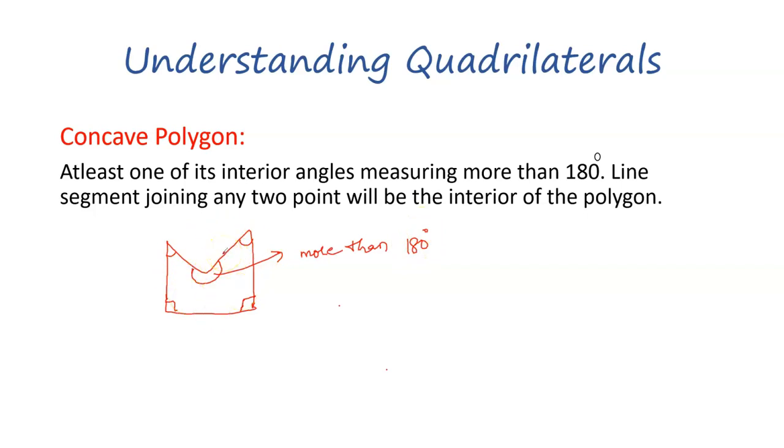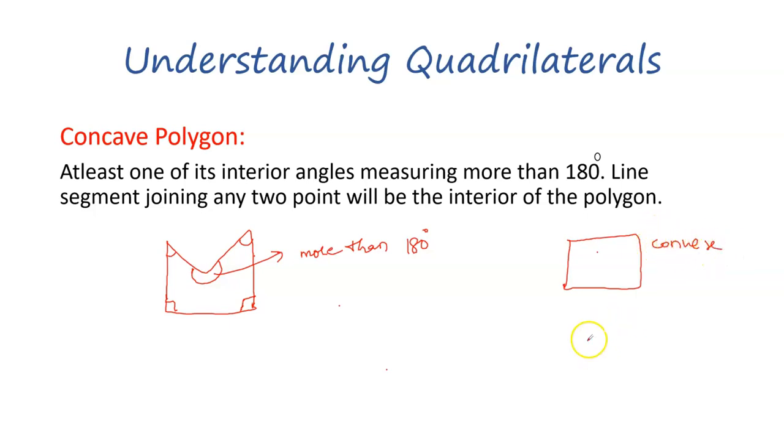In simple terms, I can say that whenever a line segment joining any two points lies in the interior of the polygon, for example, I have a line segment here which is inside the shape itself, it is going inside, then we can say that it is a concave polygon. When you don't have any interior line segment, I don't have any here, so it is convex.